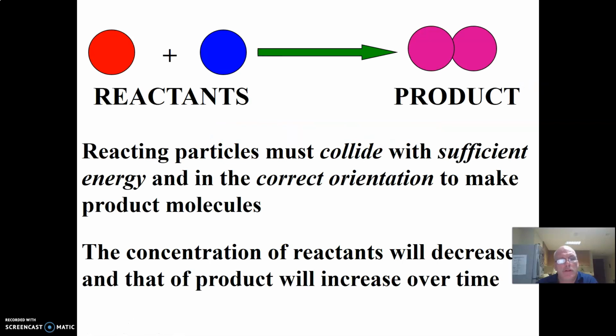And let's look at this red and blue reactant reacting to give this purple product. Now, you already know that particles must collide. They must collide with the right energy, called activation energy, and they must collide at the right orientation. We already know that. And you should also know that the concentration of reactants will decrease and products will increase over time. We know that.